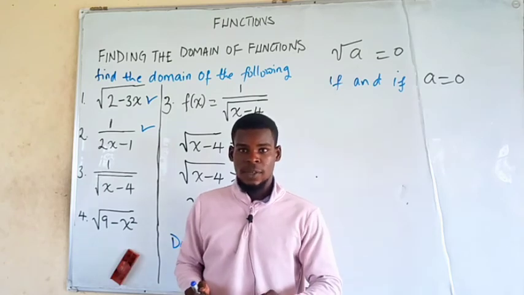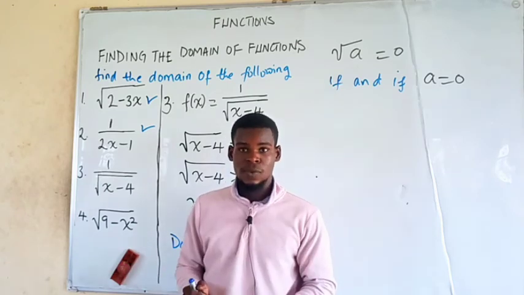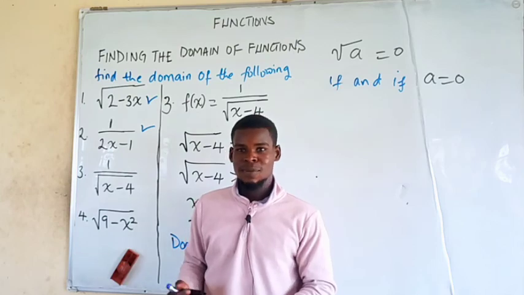Let's move over to the fourth question right away. So we're having square root of 9 minus x squared. This one is going to be quite fun. Alright, let's move over to the fourth question.